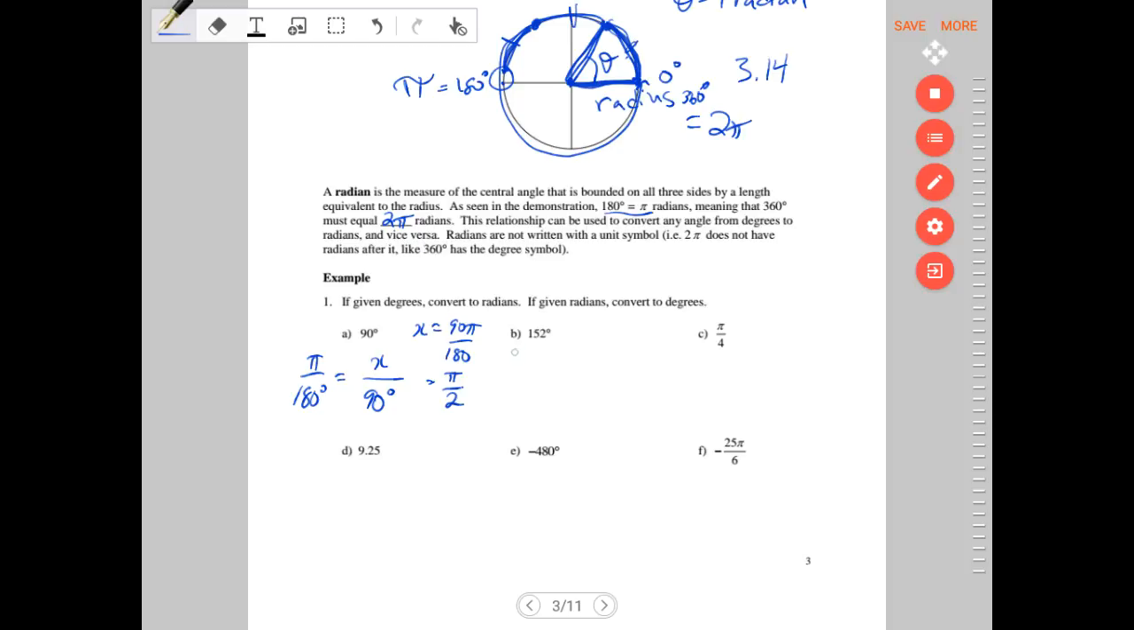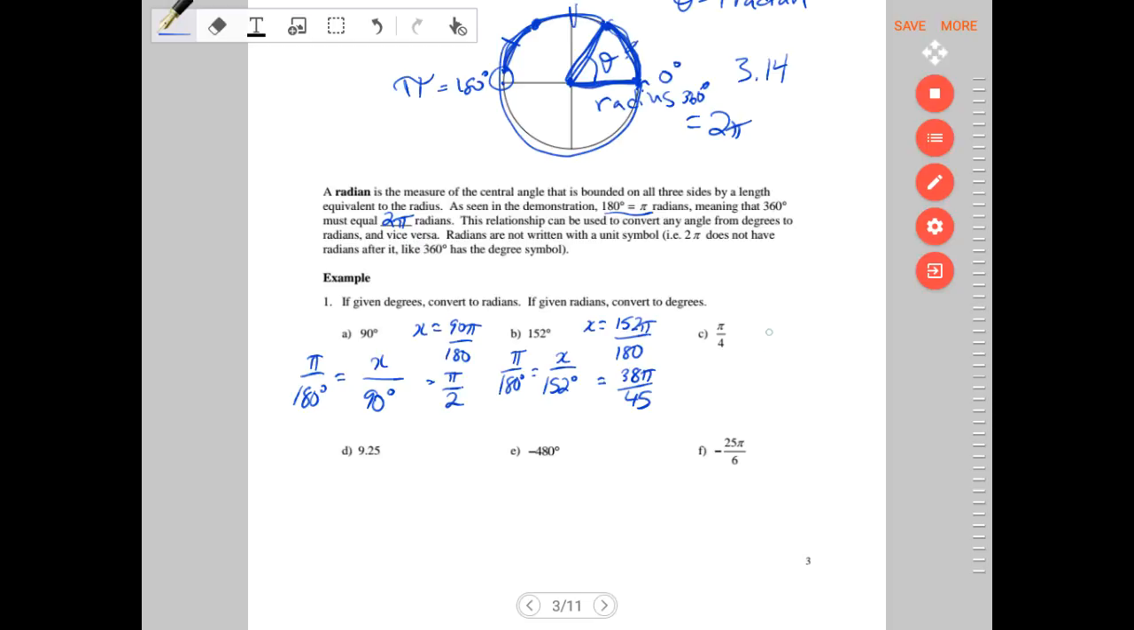152 degrees. Again, we're going to start with pi is 180. And x over, again, 152 because degrees go with degrees. So x is going to equal 152 pi over 180. And we can reduce that to 38 pi over 45.